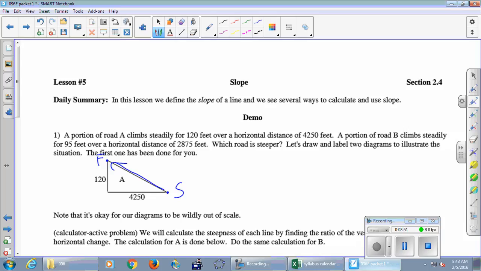All right, then you've got another road not pictured, road B, which climbs steadily for 95 feet over a horizontal distance of 2,875 feet. And we're going to try to figure out which road is steeper. So first, let's draw another diagram just like that one. But this one will be for road B.